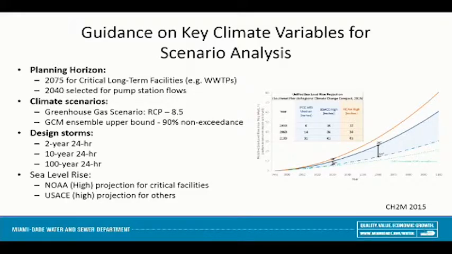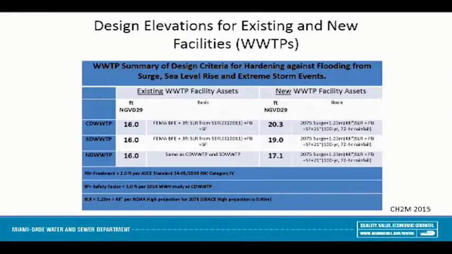We look at various design storms. We currently design for peak flows for a 2-year storm, so we look into that in a lot of detail, and Lauren will show you that the future 2-year storm is going to be much higher than what it is today. So we're taking that into consideration. And then we look at the NOAA and the Army Corps of Engineers projections. But for our critical facilities, we are looking at the NOAA projections, which are the highest of all the projections.